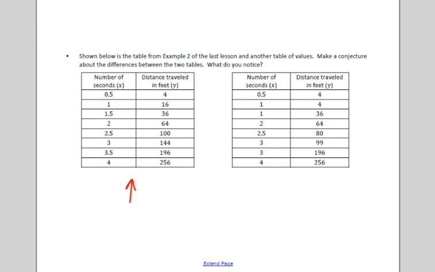If I look over here, 1 is 4, 1 is 36, 3 is 99, 3 is 196. So really, this first table here, I can make predictions about it because for every input there's one output. For the second table, I can't really predict anything about it because sometimes for 1 second it goes 4 feet and sometimes for 1 second it goes 36 feet.